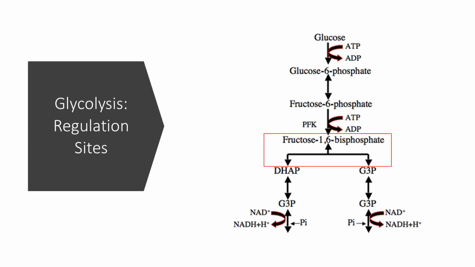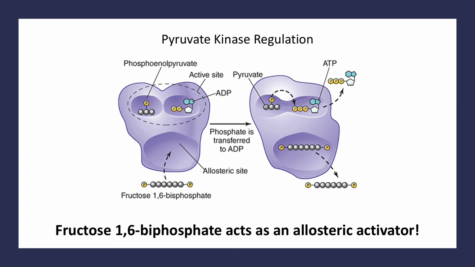A second regulation site is the next stop, when the product of the last step, fructose 1,6-bisphosphate, is used to create ATP by the enzyme pyruvate kinase. A substrate, phosphoenolpyruvate, binds to one of the active sites of pyruvate kinase, and ADP binds to the second active site. Fructose 1,6-bisphosphate binds to the allosteric site, changes the conformation of the enzyme, and the two substrates are brought together. The phosphate group from the phosphoenolpyruvate is moved to the ADP and creates ATP. In this case, fructose 1,6-bisphosphate becomes an allosteric activator, activating the pathway and allowing the production of more product.